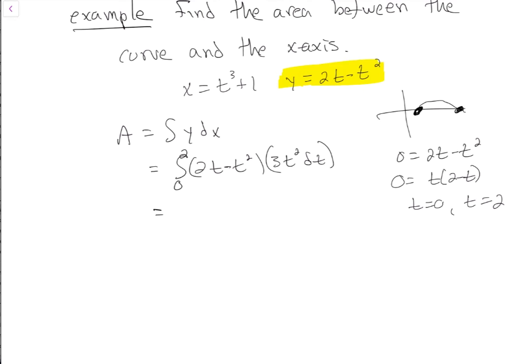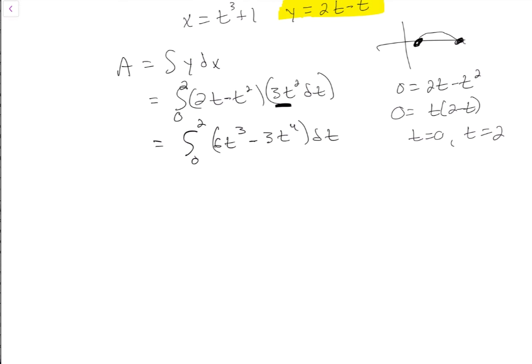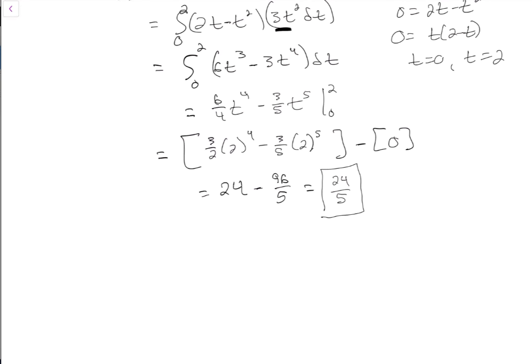So now let's go ahead and work this integral out. If I distribute my 3t squared in, I'm going to get 6t cubed minus 3t to the fourth dt, and taking the antiderivative, add 1 to the power, divide by the power, add 1 to the power, divide by the power, and we're going to go from 0 to 2. I paused the video real quick just to save a little bit of time through that arithmetic. So plugging in the upper limit of 2, then subtracting with the lower limit of 0 and crunching that result, I get 24/5 as the area under the curve.